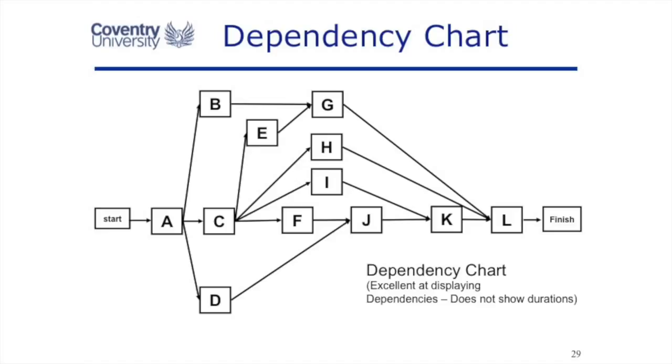Remember, the dependency chart just shows the dependencies between the activities. It has to have a start task and a finish task. There are no loops, there are no dangles. All of the tasks are connected with arrows. There's no lead or lag in this dependency chart. And the dependency chart, unsurprisingly, is excellent at showing the dependencies, but does not show the durations.